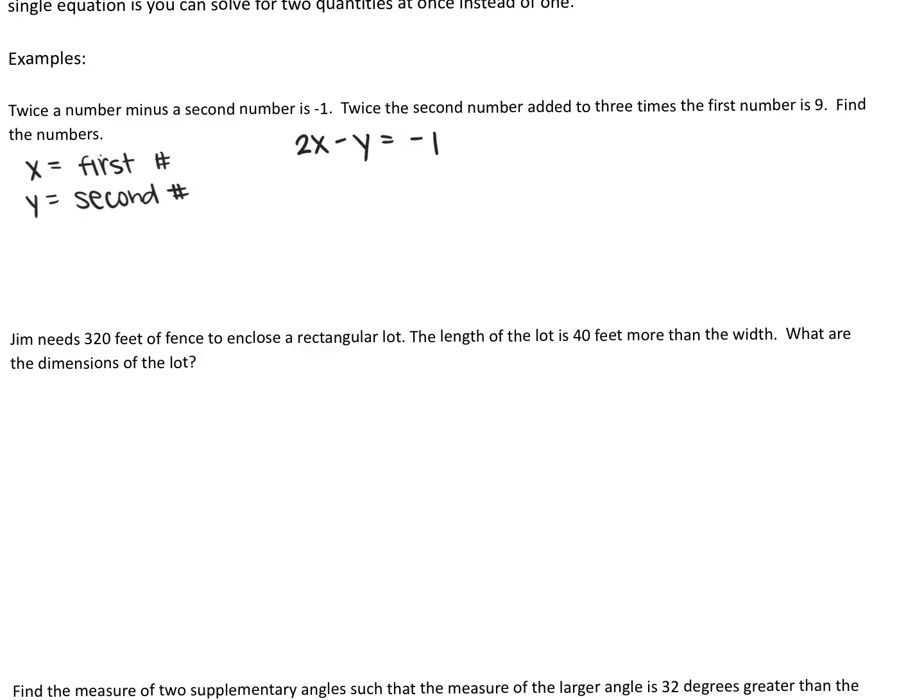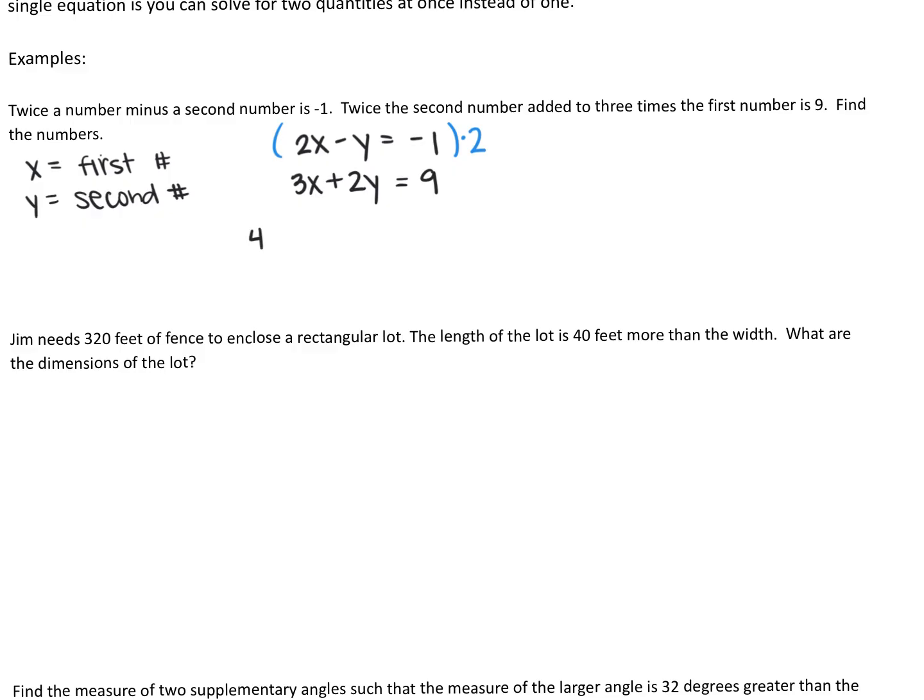My second equation is going to be from the second sentence. Twice the second number added to 3 times the first number is 9. So 3 times the first number plus 2 times the second equals 9. So now I have a system of equations, and I can now solve this system of equations either by substitution or elimination. And I'm going to go ahead and use elimination here because my y's already have opposite signs, and I can go ahead and make them the same by multiplying this first equation by 2.